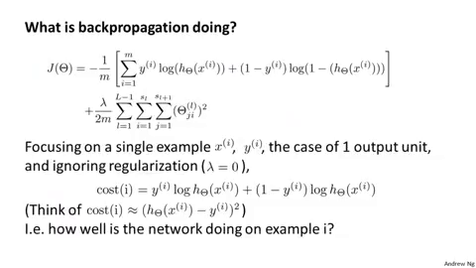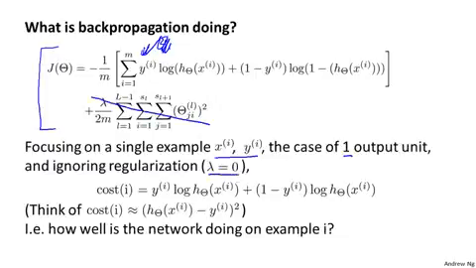To better understand what backpropagation is doing, let's look at the cost function. Here's the cost function that we had for when we have only one output unit. If we have more than one output unit, we used to have a summation over the output units indexed by k there. But if you have only one output unit, then this is a cost function. And we do forward propagation and backpropagation on one example at a time. So let's just focus on a single example, xi, yi, and focus on the case of having one output unit. So yi here is just a real number. And let's ignore regularization, so lambda equals 0, and this final term, that regularization term, goes away.